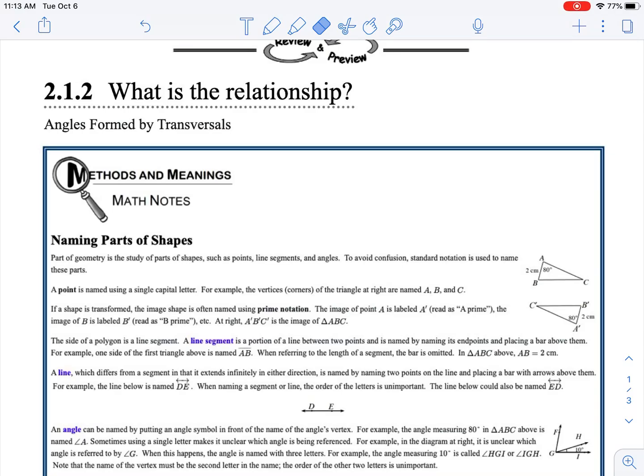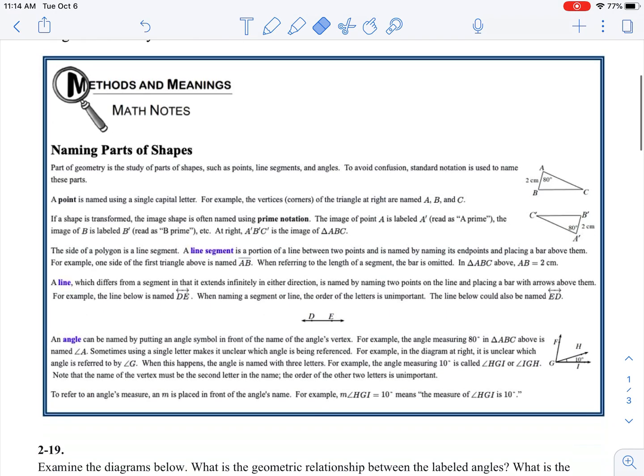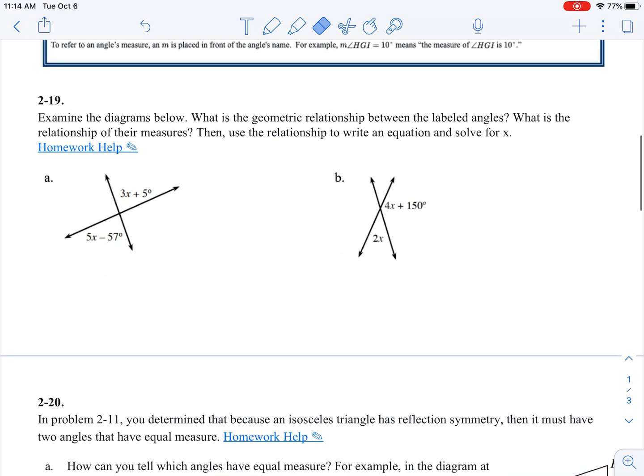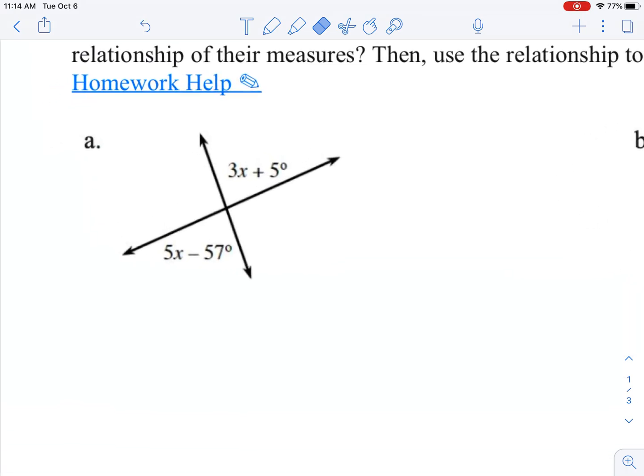So this video is going to be going over the 2-1-2 homework, angles formed by transversals. In 2-19, you want to find the relationship. So what is the geometric relationship between labeled angles, and what is the relationship of their measures? Then use the relationship to write an equation.